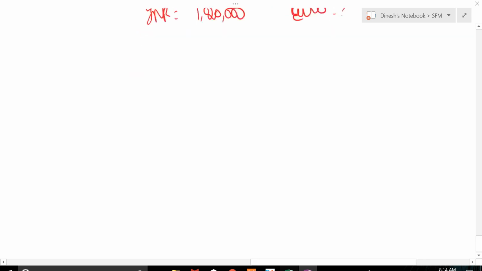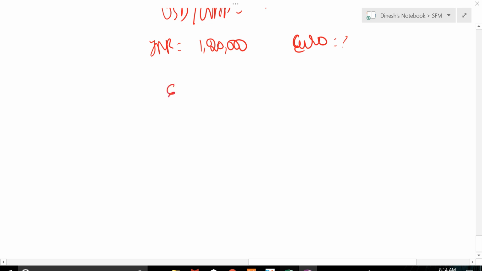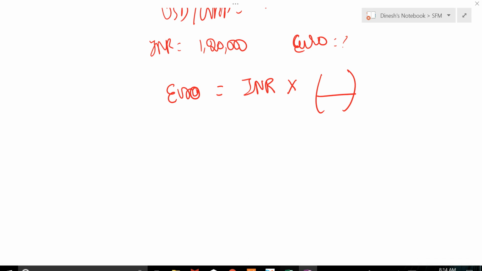Okay. Now I'll tell you how to arrive at a formula. Euro is equal to INR into, tell me something which I write here so that INR and INR get cancelled and I'm left with euro. Euro by INR. Euro is equal to INR into euro per INR. First stage is splitting the formula. Any doubts in this? Clear?